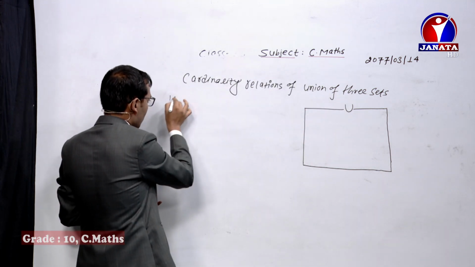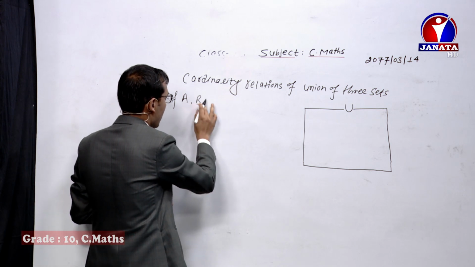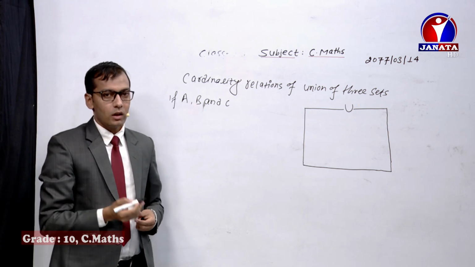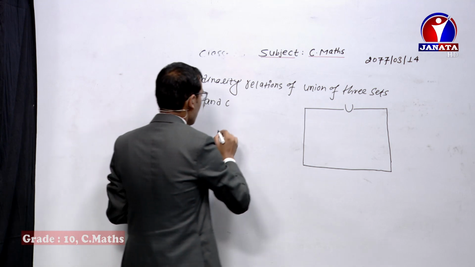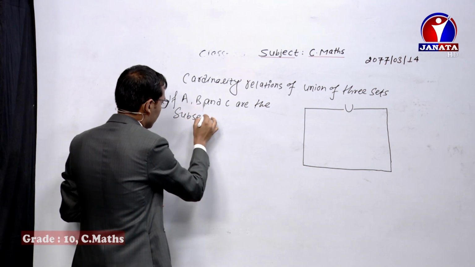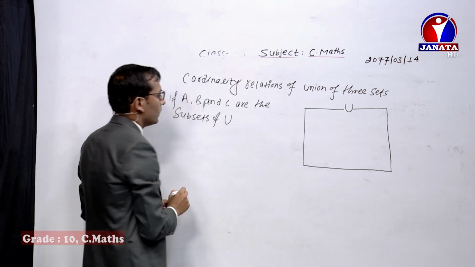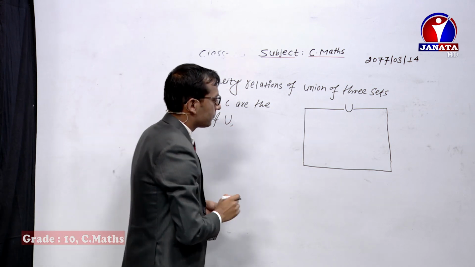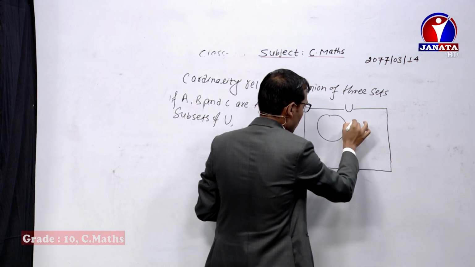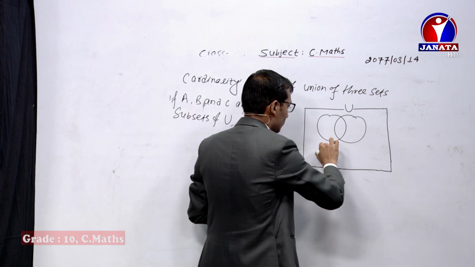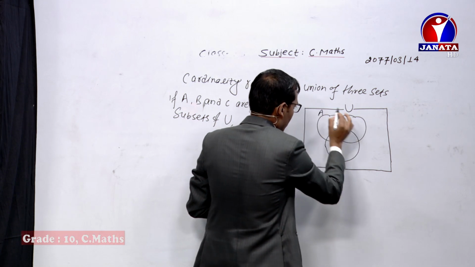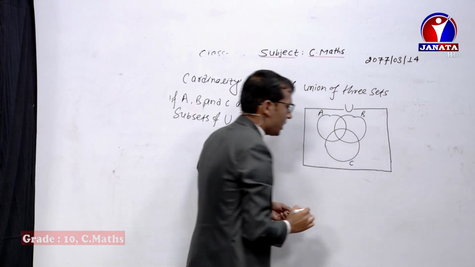So if A, B and C are the subsets of universal set U, let's draw three subsets which are intersecting with each other. Let's give name A, B and C.